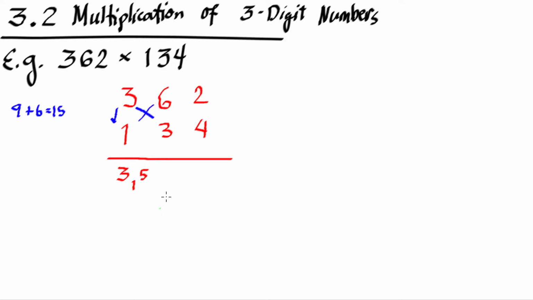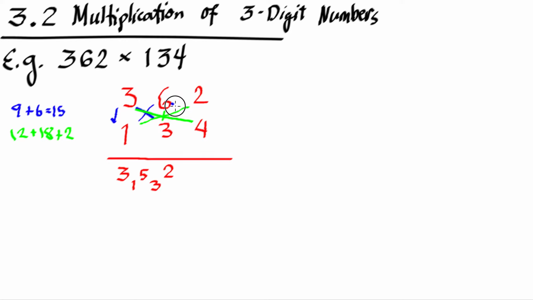Okay. Next step will be the center crosswise method. So what we're going to do, we're going to multiply this 3 to the 4. That's going to give us 12. Plus multiply 6 by 3. That's going to give us 18. And multiply 2 by 1. That's going to give us 2. So this is 20 plus 12. That's going to give us 32. So I'm going to put 3 here. We're going to put 2 over here.